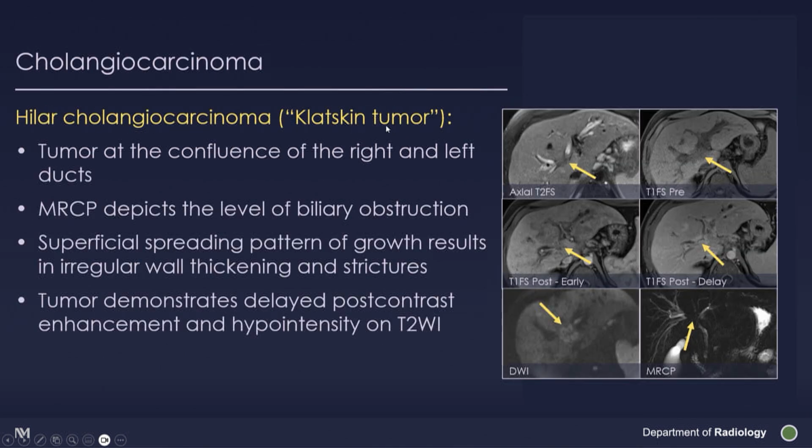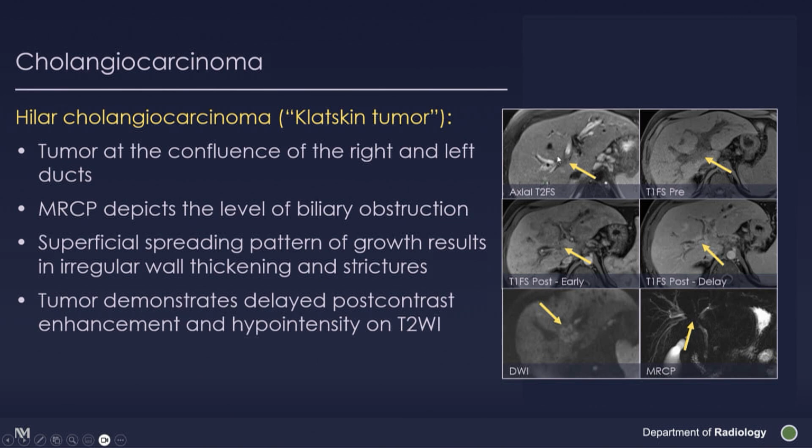Now we'll just talk about the different types of cholangiocarcinoma. There's hilar cholangiocarcinoma, which is the one we're all aware of, the Klatskin tumor, which tends to occur at the confluence of the right and left hepatic ducts. MRCP can also be quite useful because it shows the extended biliary obstruction. So here's the MRCP. You see that there's a big gap as a result of a tumor.